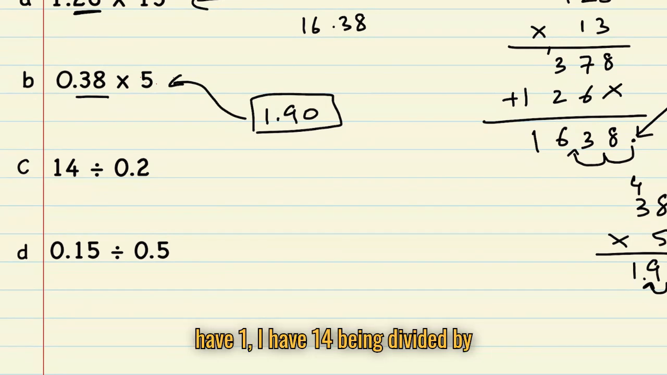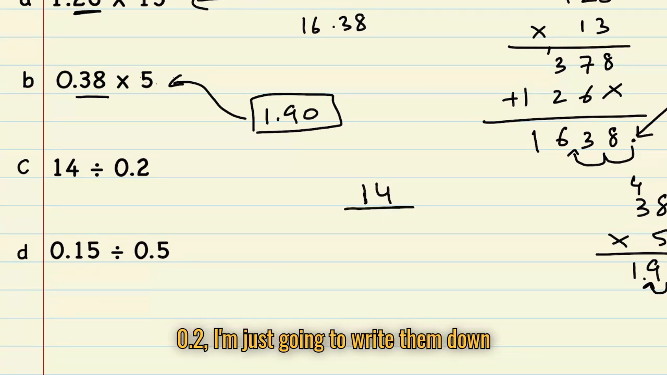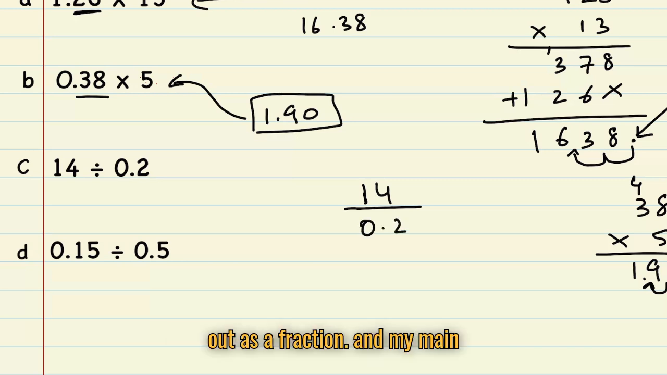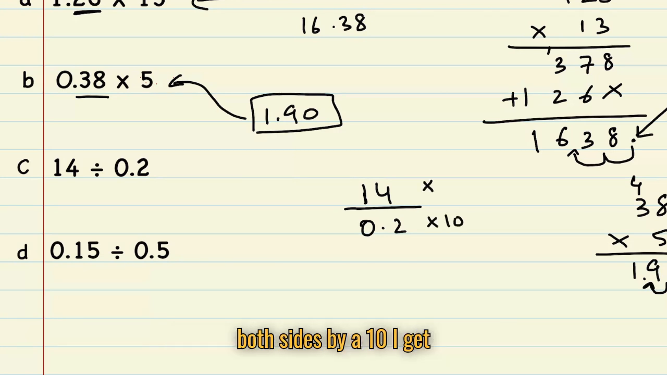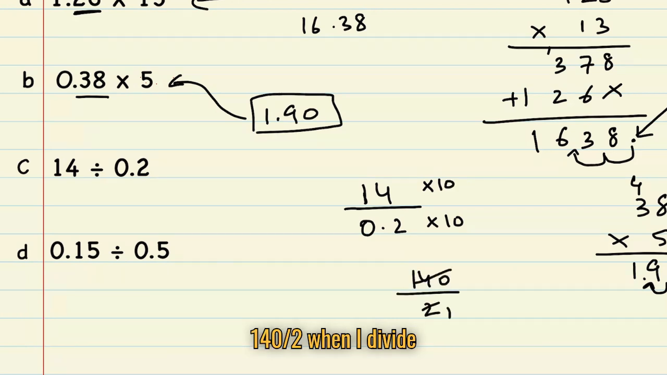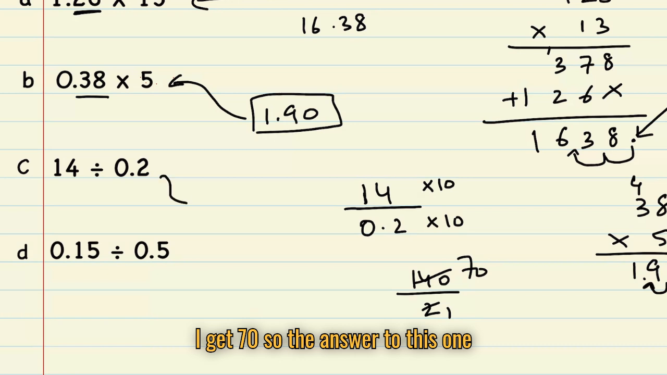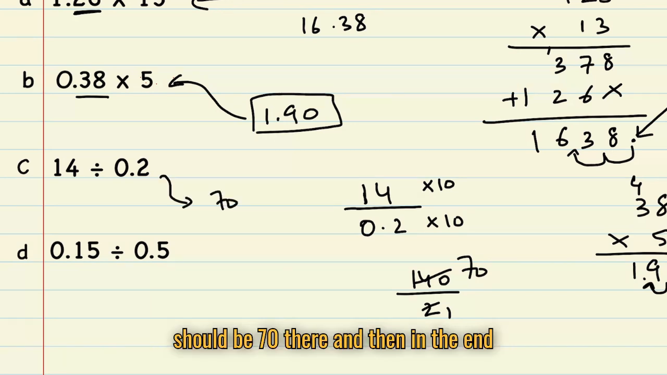Next, I have 14 being divided by 0.2. I'm just going to write them out as a fraction, and my main purpose here is to get rid of this decimal in the denominator. In order to do that, I would have to multiply both sides by 10. I get 140 over 2. When I divide, I get 70. So the answer to this one should be 70.